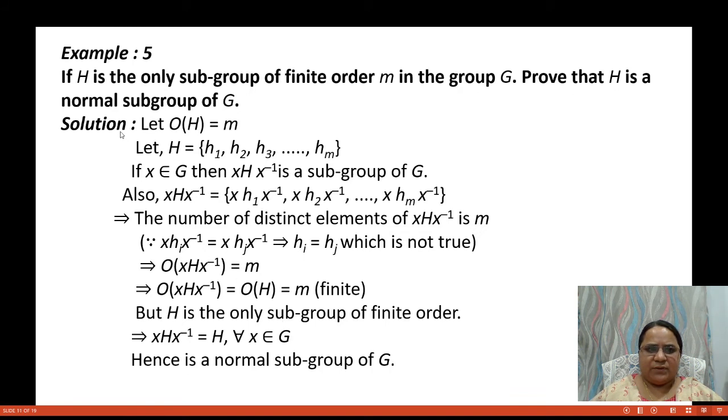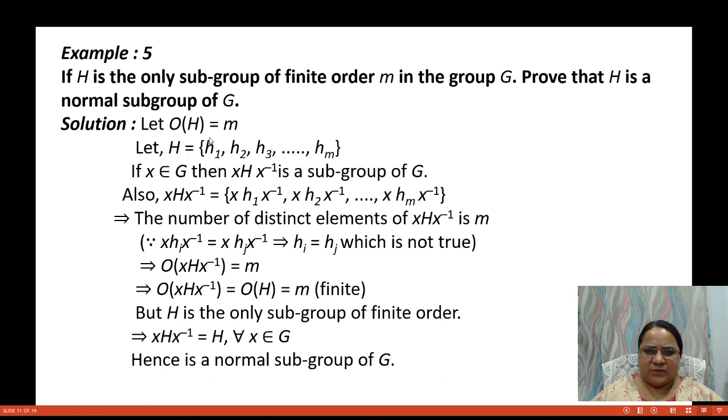Next we have: if H is the only subgroup of finite order m in the group G, prove that H is a normal subgroup of G. Again, you have to prove that xHx inverse is equal to H. This is the condition for a normal subgroup here. Let o(H) is equal to m, as it is given here. Let H have some elements h1 to hm. If x belongs to G, then xHx inverse is a subgroup of G.